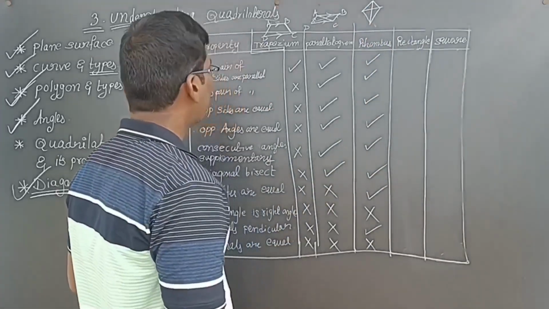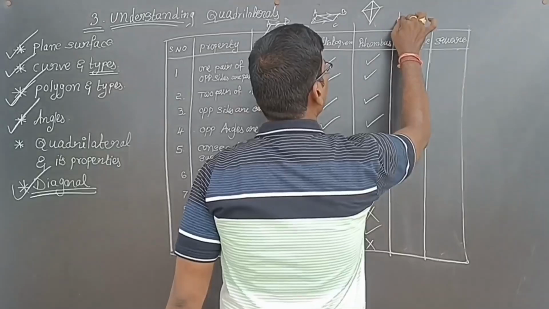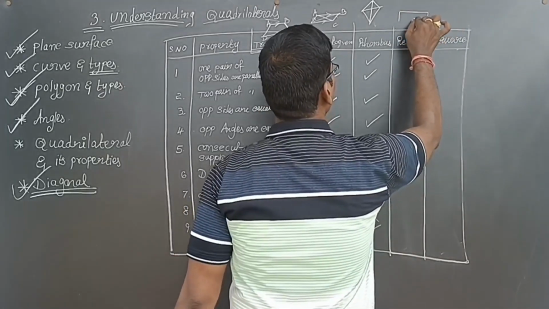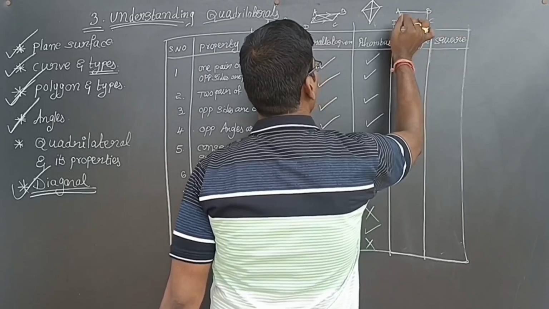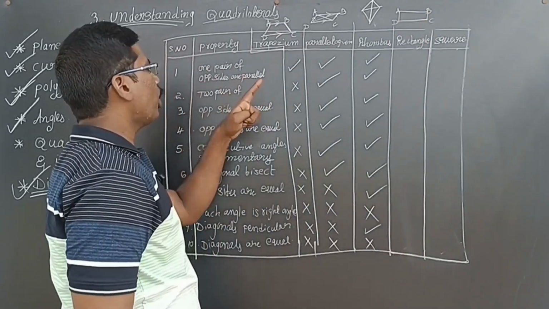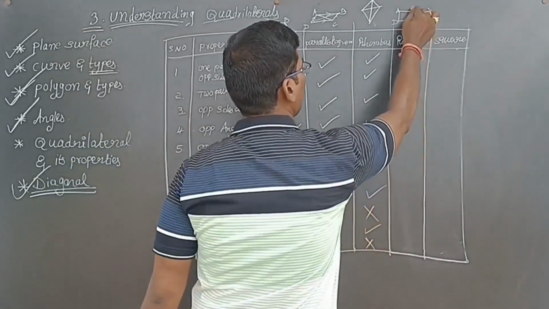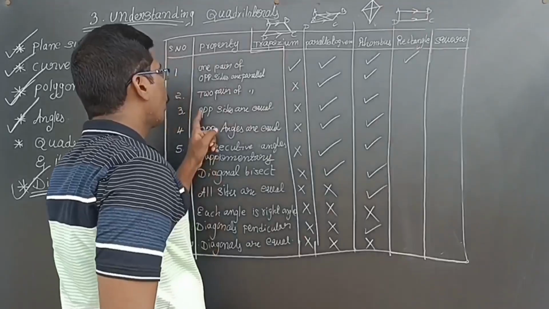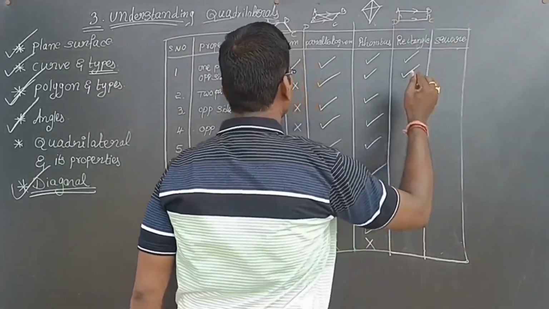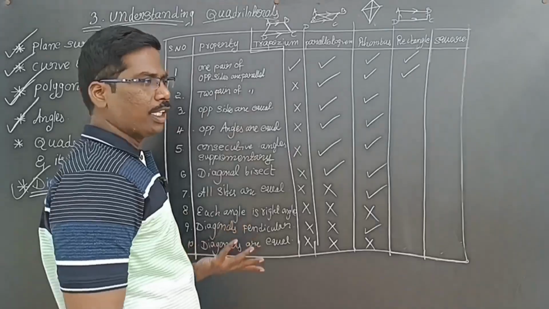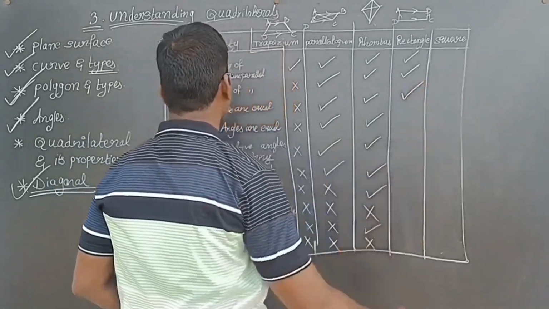So a rectangle. If you draw a rectangle, you can understand what we have to discuss. So A, B, C, D. In the rectangle, one pair of opposite sides are equal. Yes, because these are parallel. Two pair of opposite sides are parallel. Yes, this is also correct. Opposite sides are equal. Yes, opposite sides are equal.